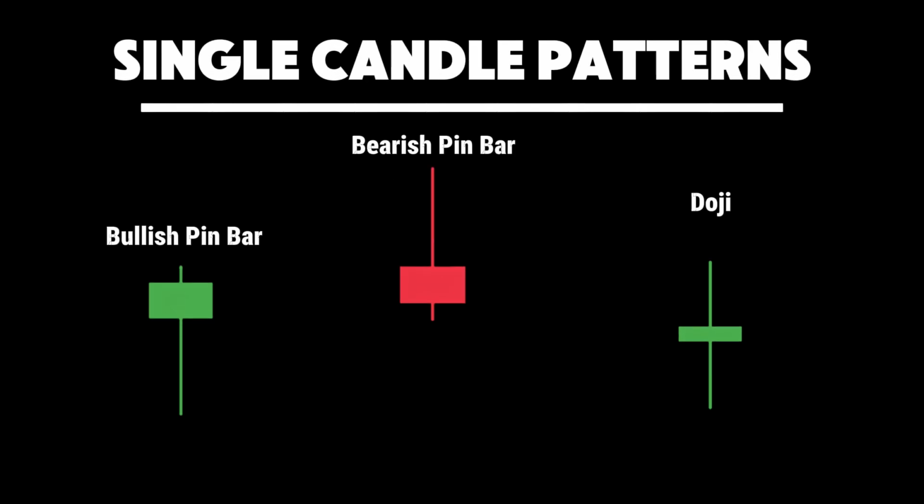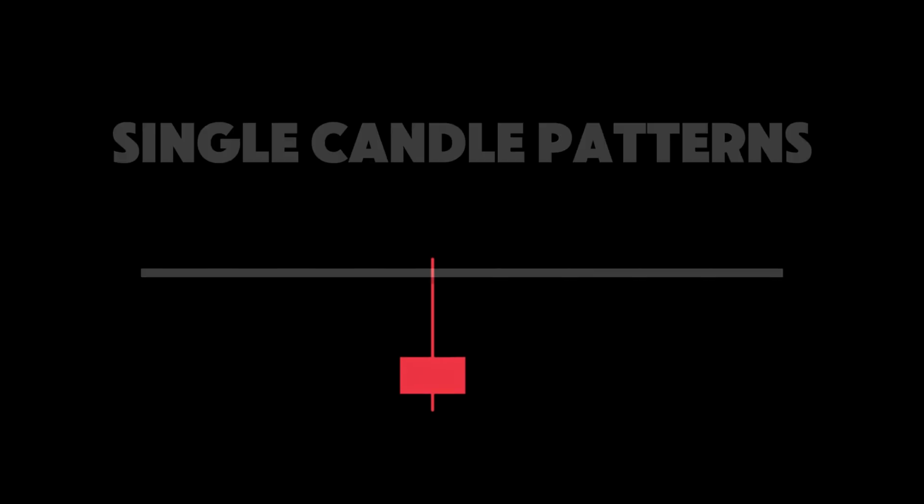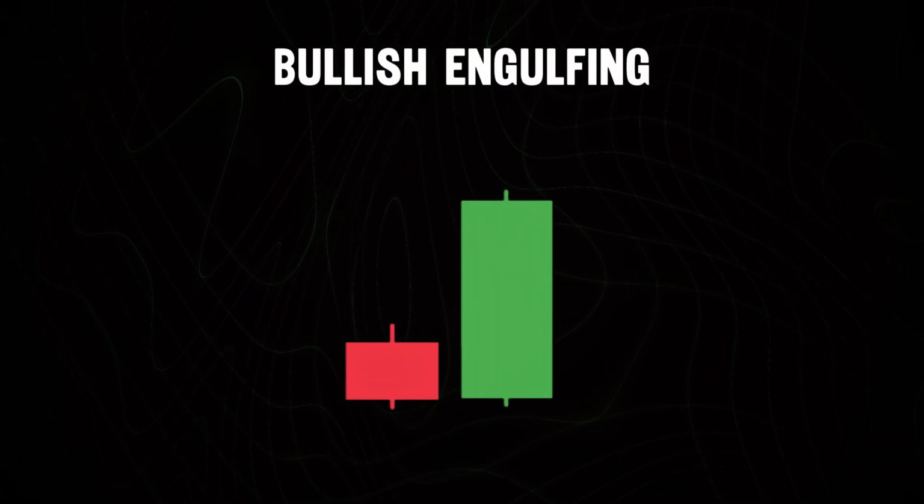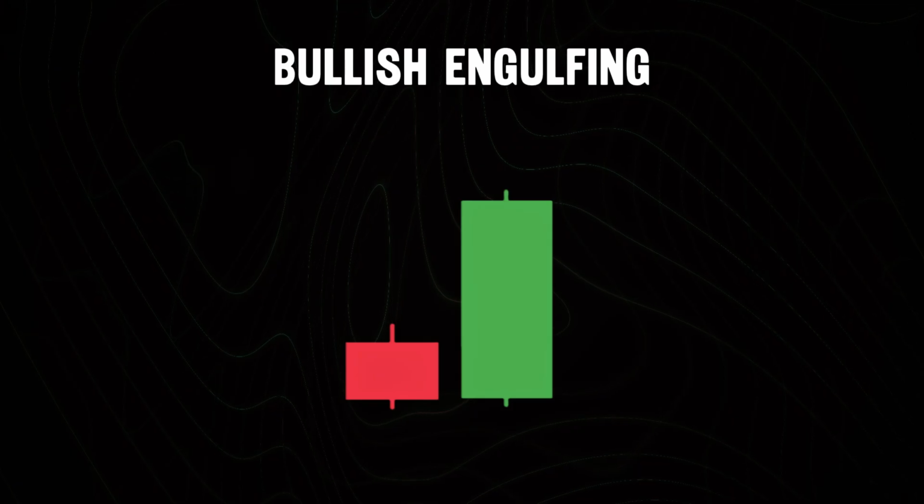Up to this point, all the patterns we've covered involve just one candle. Now we're going to step things up and look at patterns that involve 2 candles working together. Pattern number 4, the bullish engulfing. This is a strong signal that momentum could be shifting to the upside.